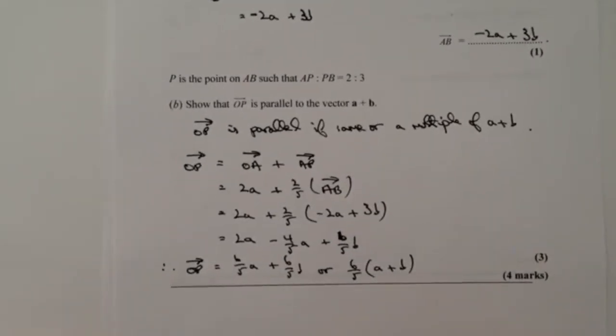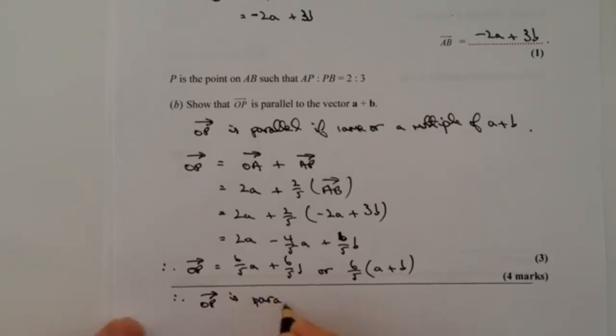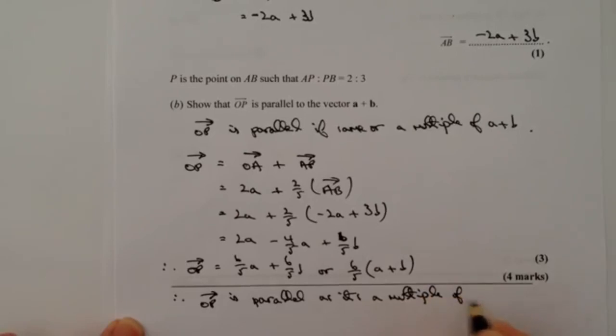And I would generally, to answer these questions, put a line in that says vector OP is parallel as it's a multiple of a plus b. Okay, I hope that's okay for you.